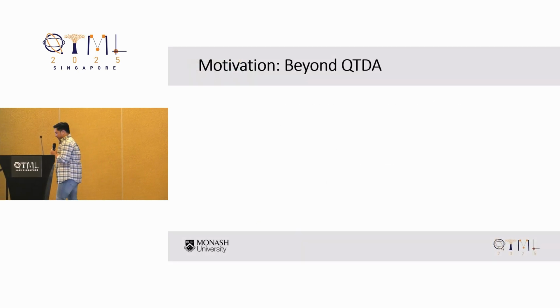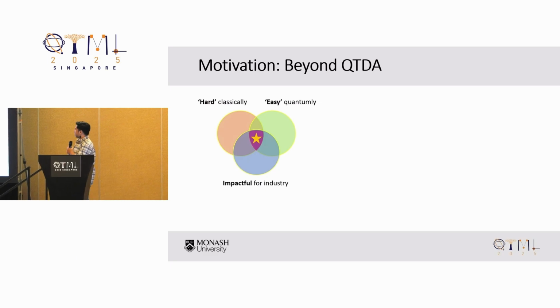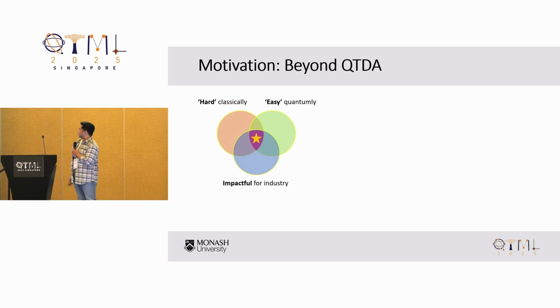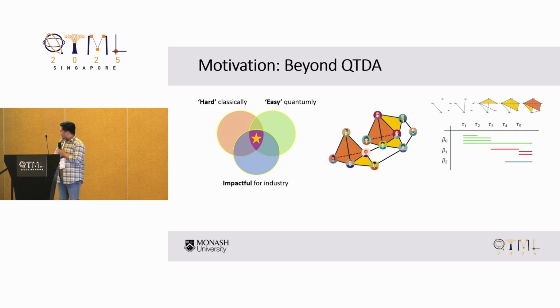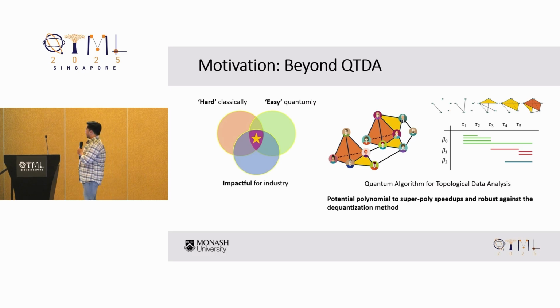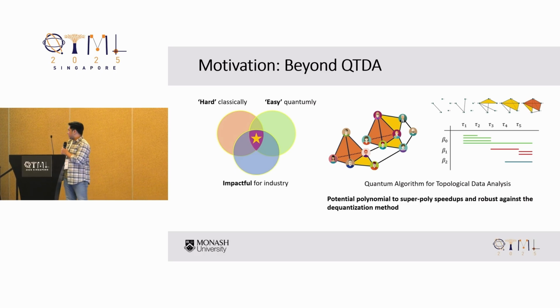Let me briefly state our motivation of this work. Originally we want to solve problem that lies in this area. And we realized that recently there are many quantum algorithms for topological data analysis that check out all these three ingredients. Importantly, this algorithm achieves potential polynomial to superpolynomial speedup, and it is robust against the quantization method so far.